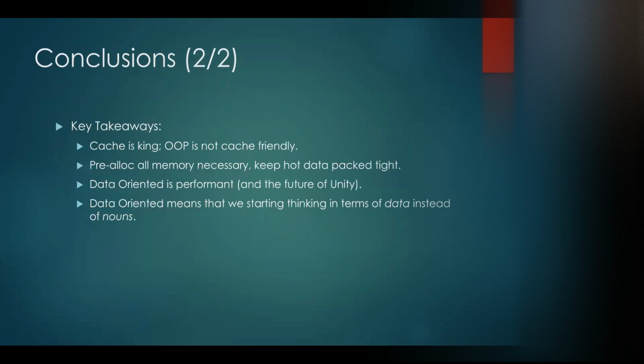So a couple of takeaways from here. Cache is king. There's no way to emphasize that enough. Really, cache-oriented programming should be the way that you write all the code if you want it to be fast. And unfortunately, object-oriented programming is not cache-friendly. A couple of things that were big wins were pre-allocating all the necessary memory and keeping the hot data packed tight and alone, separate from all the cold data, so we can make better use of the cache.